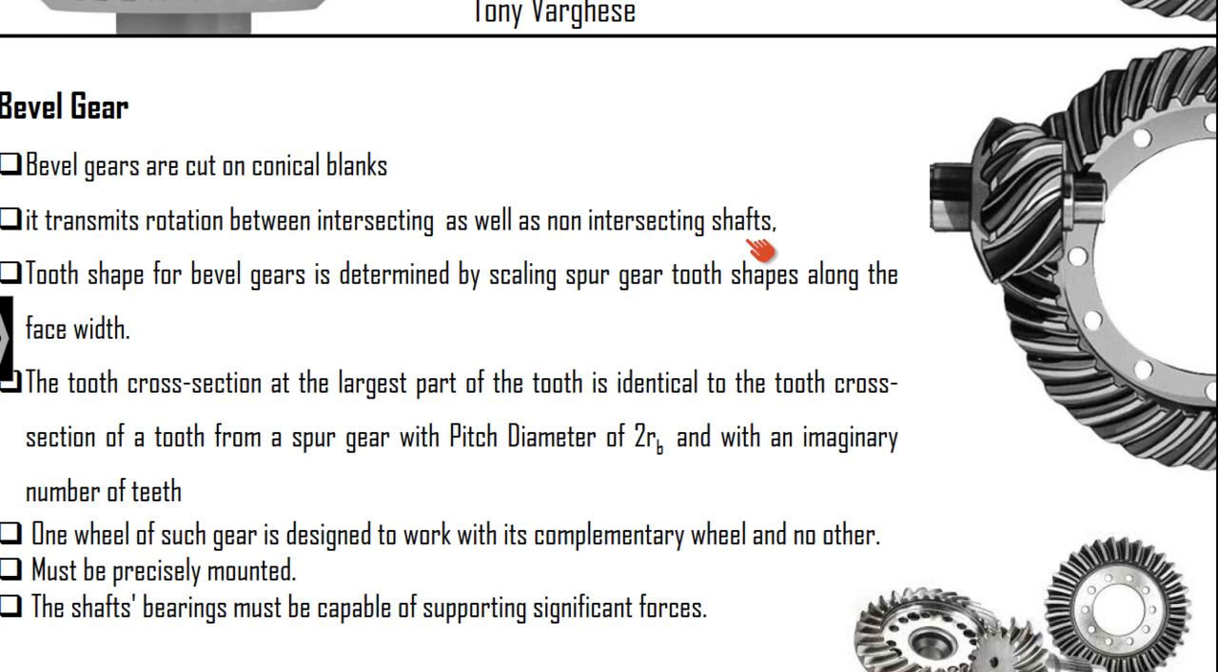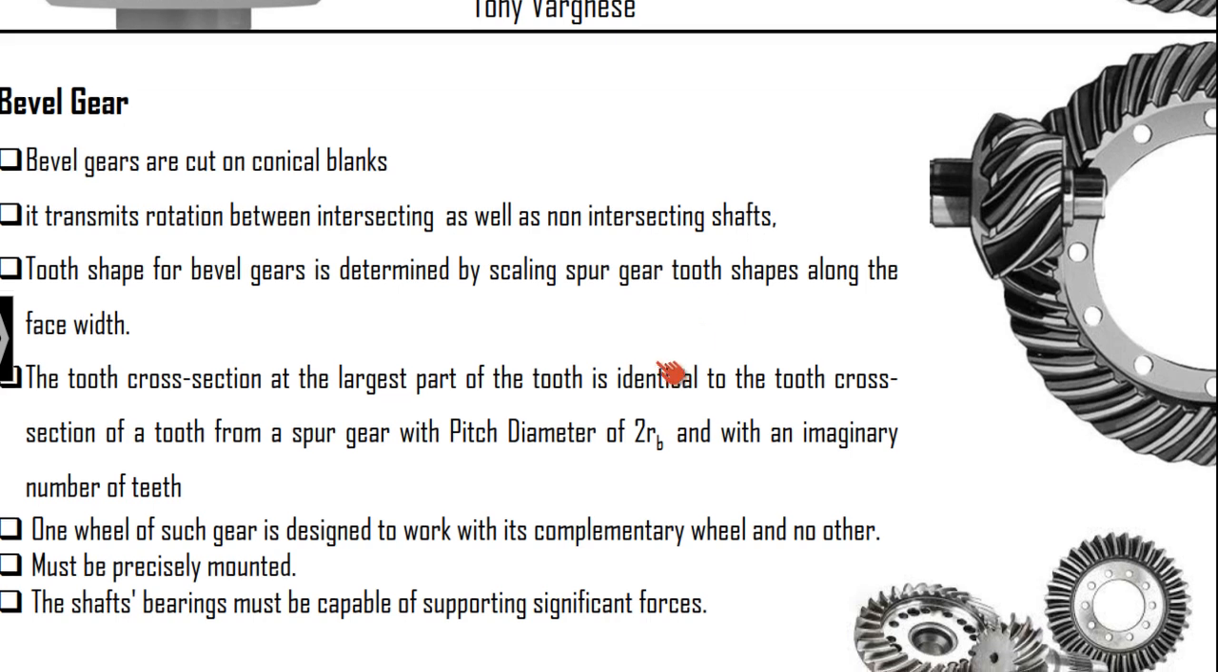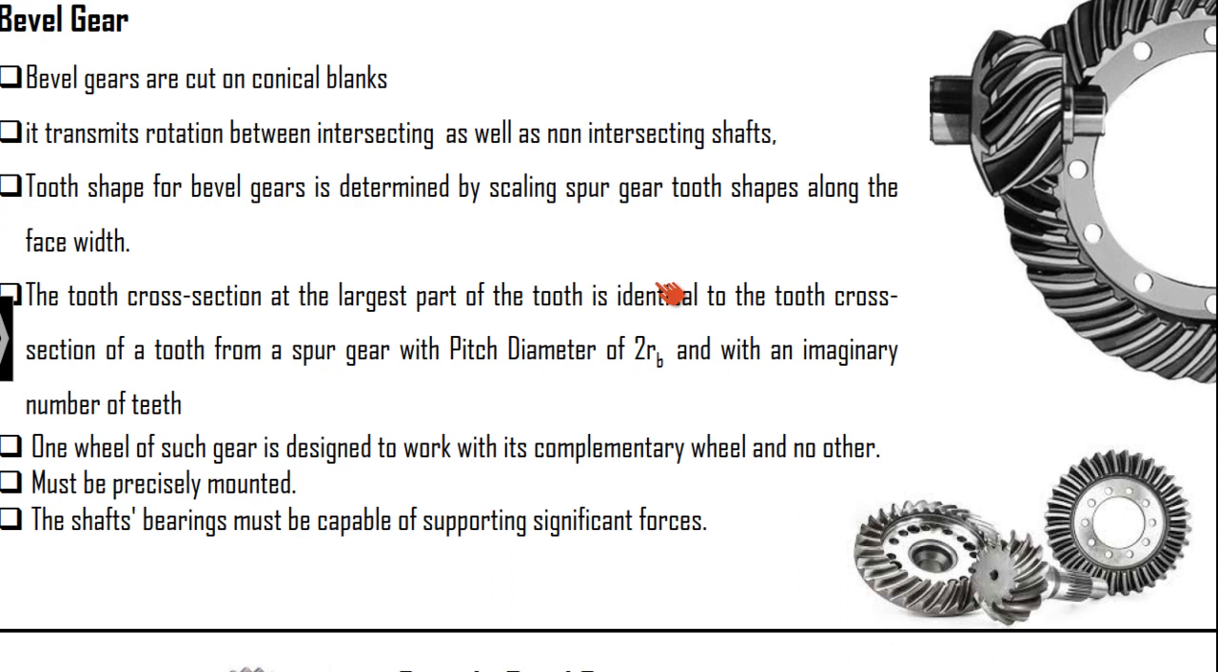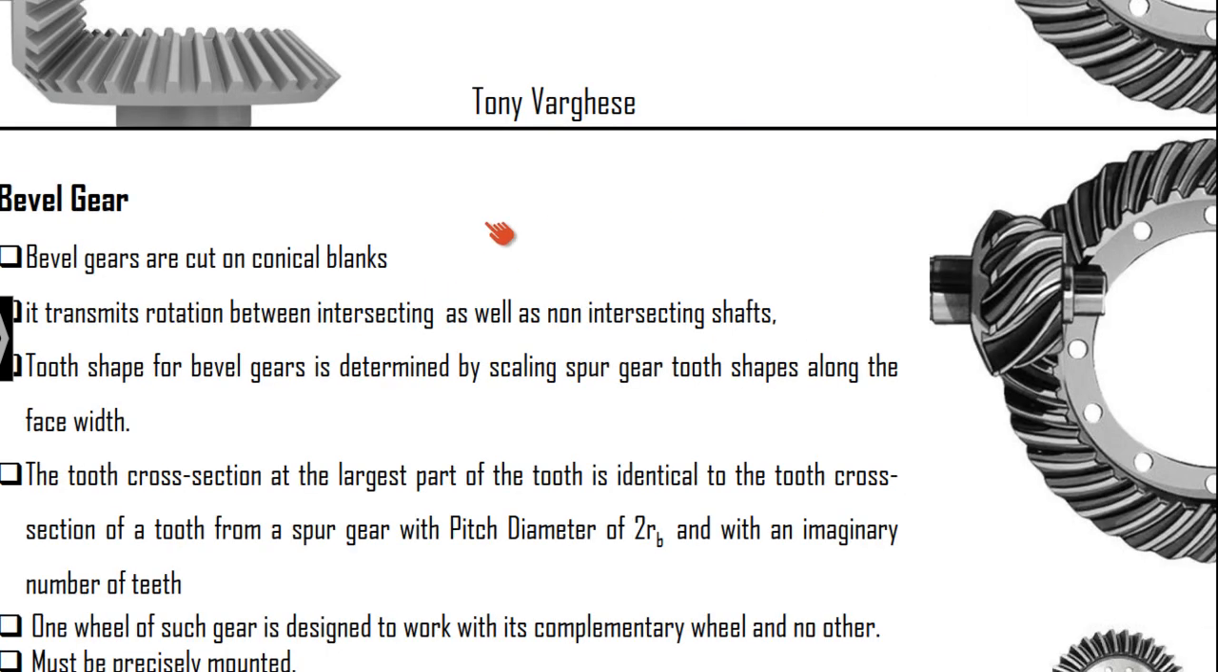So, when compared with the spur gear and helical gear, if we want to transmit the power between two shafts which are not parallel, then we have to go for the bevel gear. And when we look into the features of the teeth and the geometry of the bevel gear, it can be noted that the tooth shape for the bevel gear is determined by scaling spur gear tooth shapes along the face width.